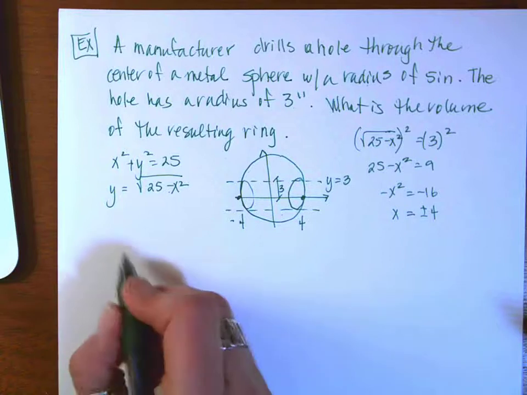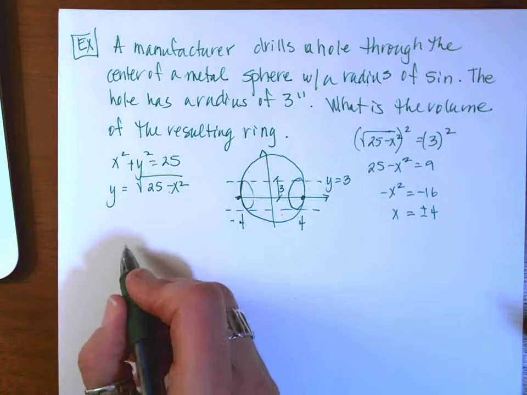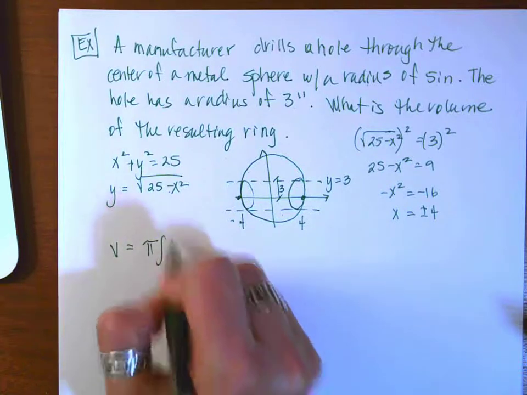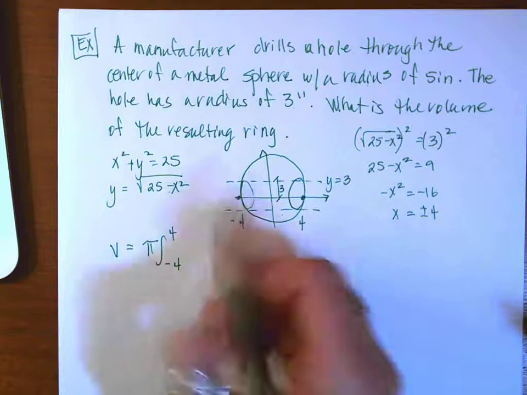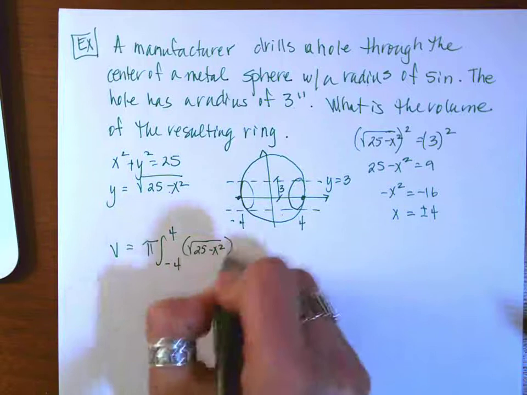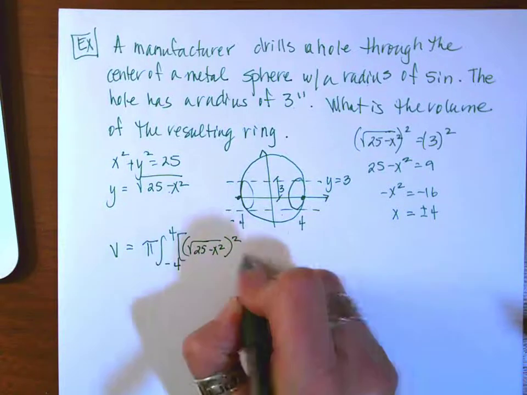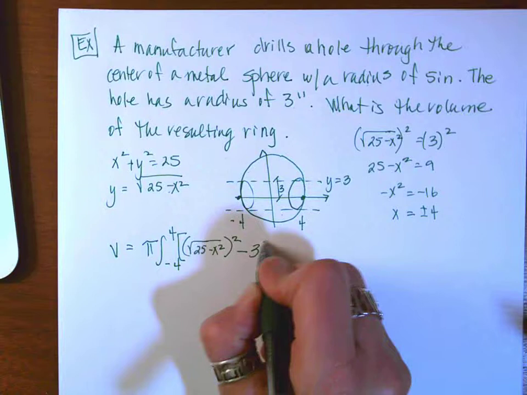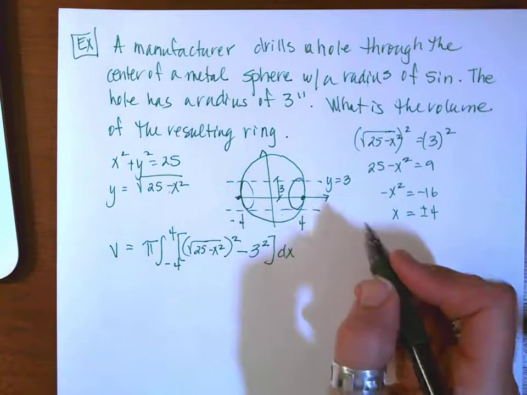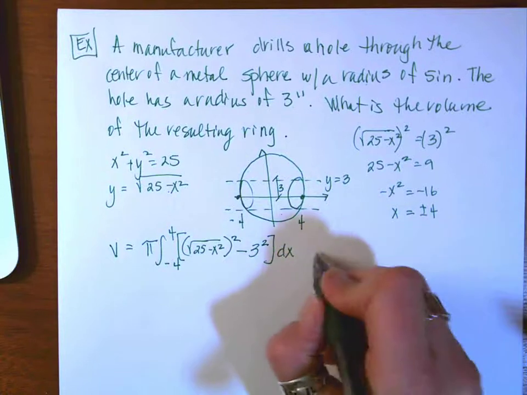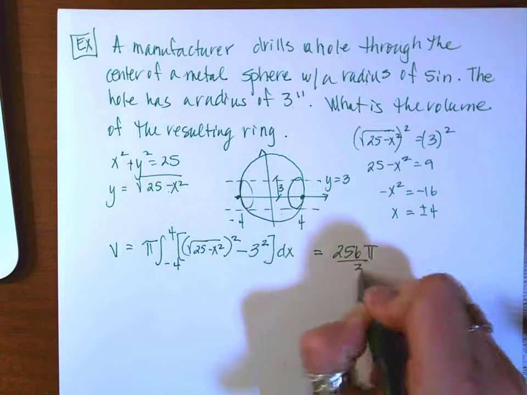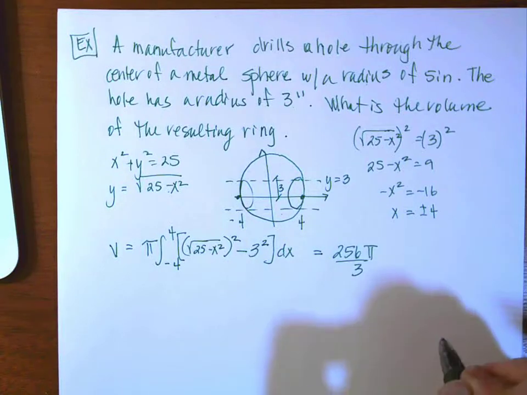And then if I write my equation as the area of the whole minus the area of the hole, then the volume is going to equal pi. We're integrating from a negative 4 to 4. The whole would be 25 minus x squared, quantity squared, there's my left parentheses, minus the hole, which is 3 squared, parentheses, dx. And then if you do all of that math, you would end up with your volume being 256 pi over 3.